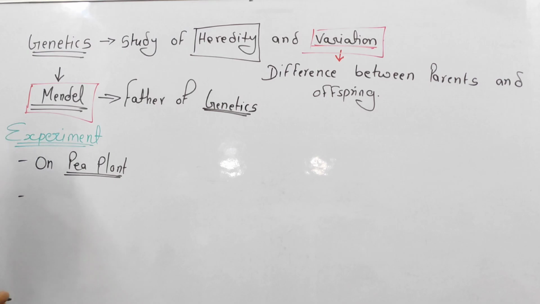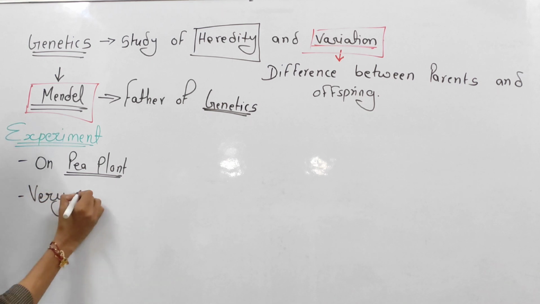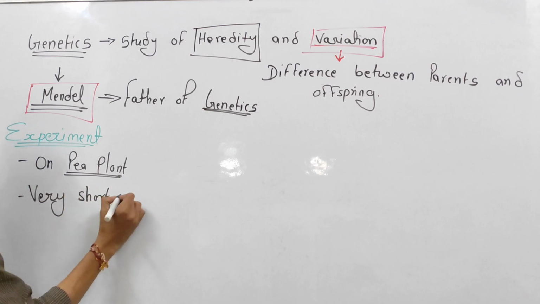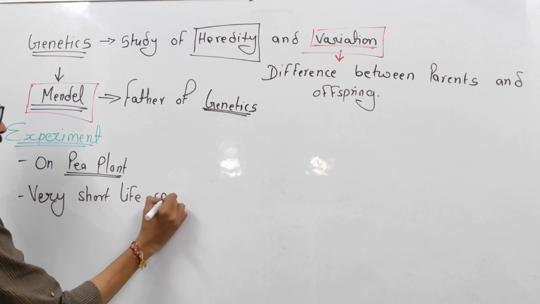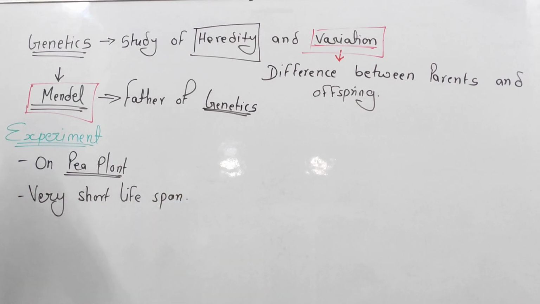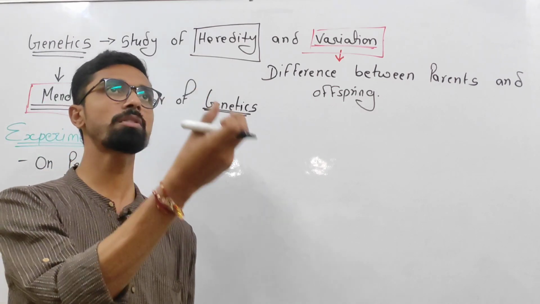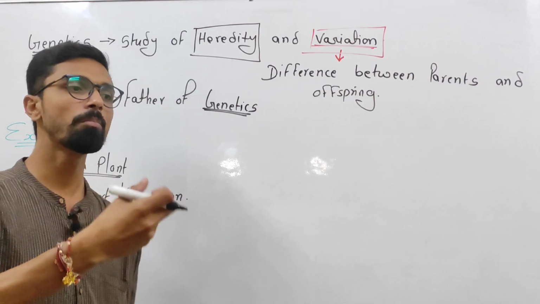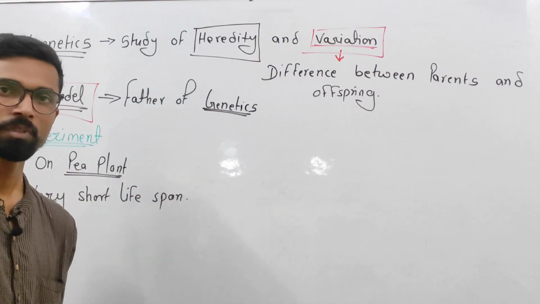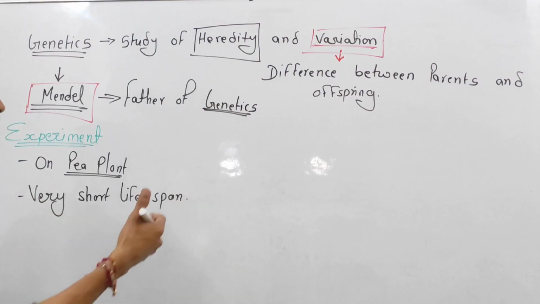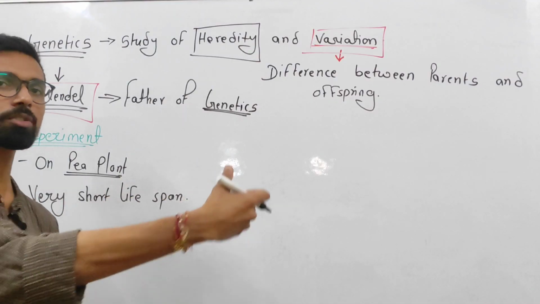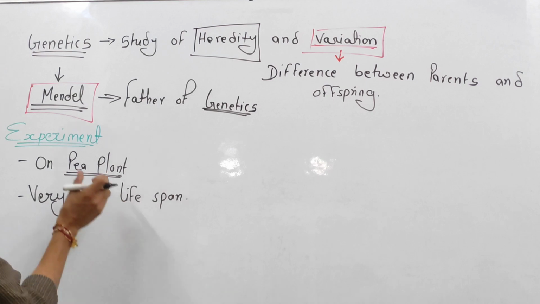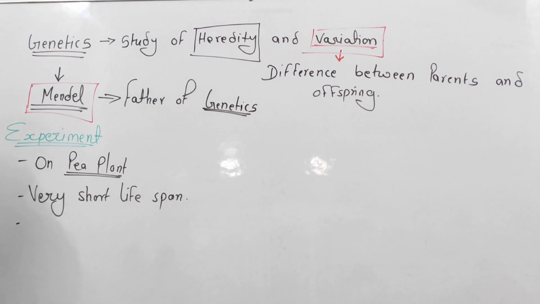So pea plants have certain features. One feature is that they have a very short lifespan. It means they can study more than 2 or 3 generations in a single year. So it's very easy to understand 2-3 generations of one pea plant. That's why we have selected this pea plant.